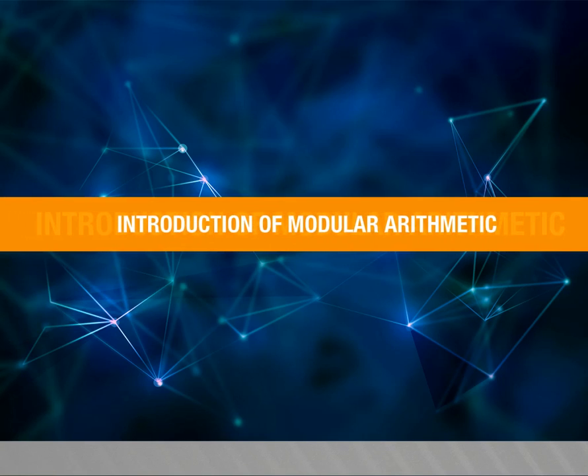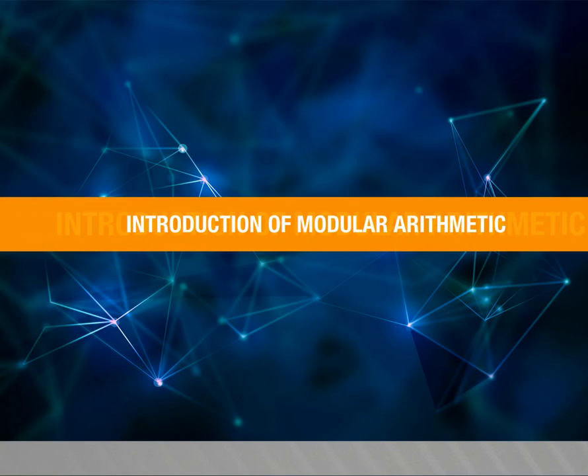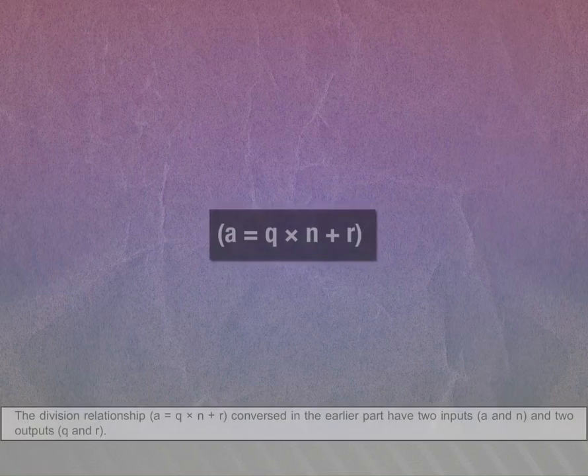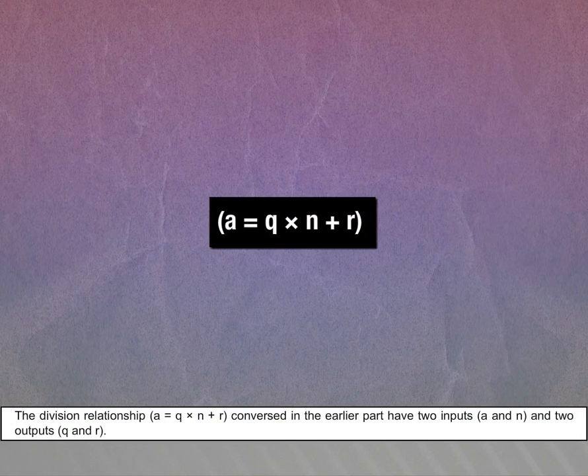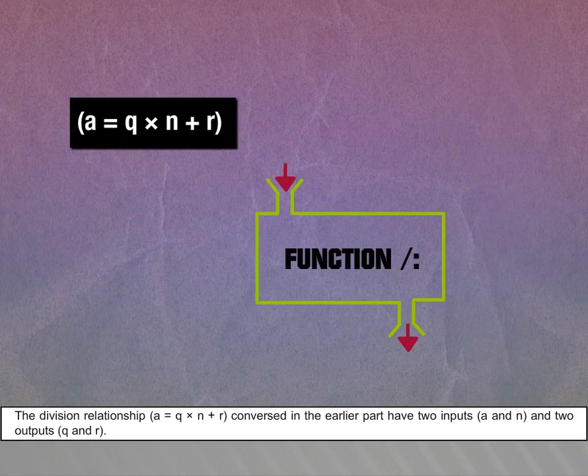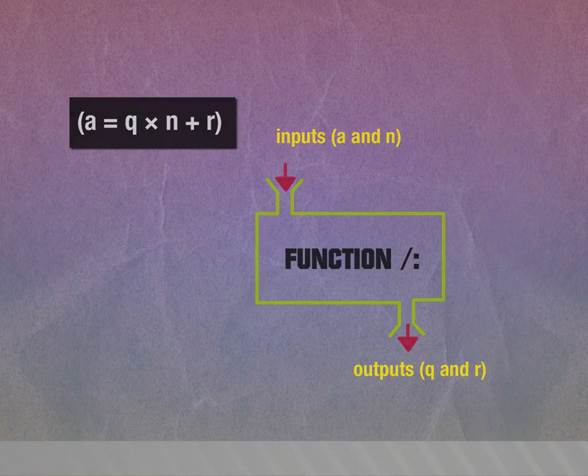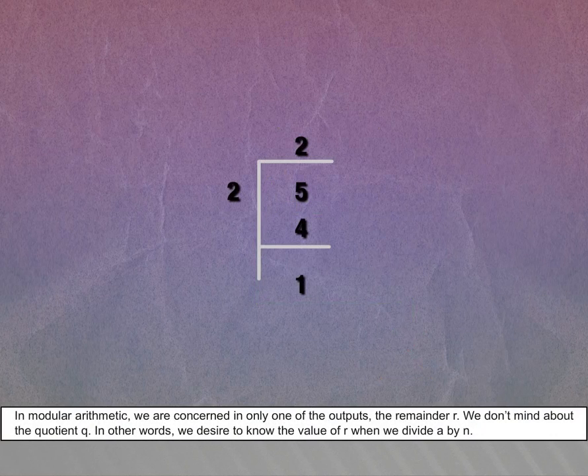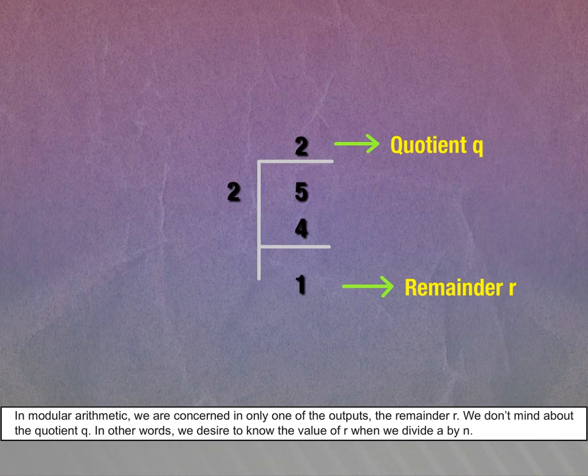Introduction of modular arithmetic. In this video, we are going to see about the introduction of modular arithmetic. The division relationship a is equal to q into n plus r, discussed in the earlier part, has two inputs, a and n, and two outputs, q and r. In modular arithmetic, we are concerned with only one of the outputs, the remainder r. We don't mind about the quotient q. In other words, we want to know the value of r when we divide a by n.